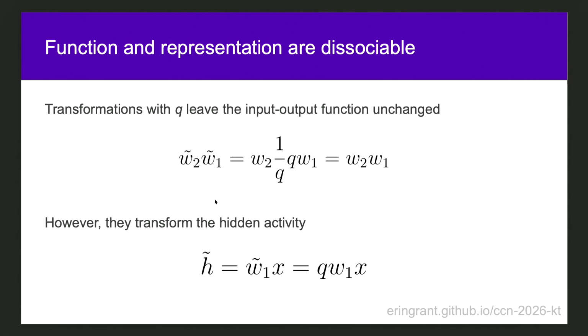OK. So now we come to the thing that we teased you with during our keynote, and that is that function and representation are dissociable, and that follows directly from this logic. We have learned that we can transform the network with this 1 over q transformation without changing the function, but we're changing W1, and thus we're changing the hidden activity. Because instead of using W1x, we now use qW1x. So our hidden representation is changing. However, the network function stays exactly the same.